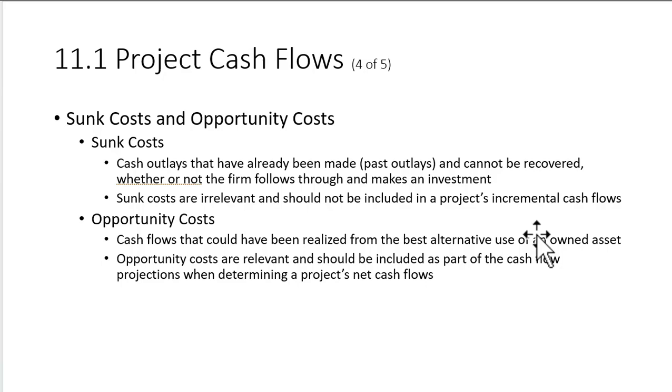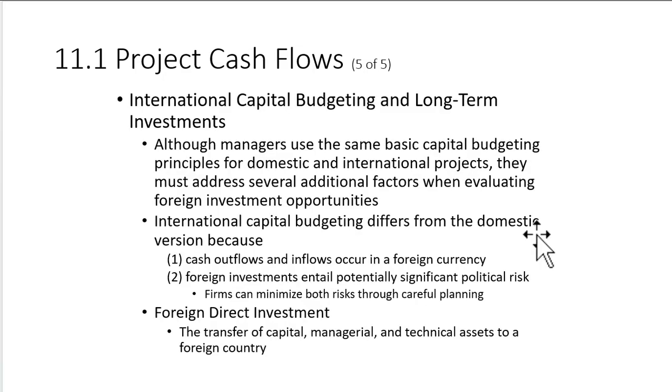Opportunity costs are things that we give up by doing this project. For instance, if we have some open space and we've been renting that space out for $50,000 a year, if we're going to put a project in that place, that means we lose that $50,000. That's an opportunity cost. And certainly we have to include that in the cash flows that we're estimating moving forward.